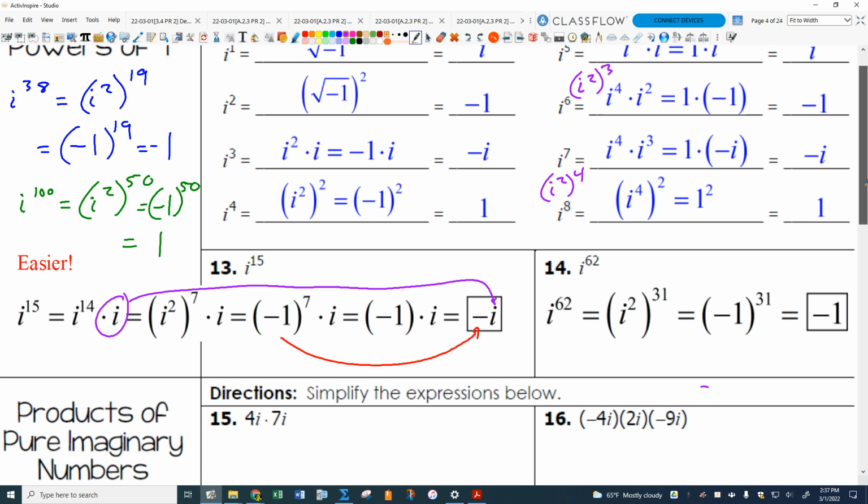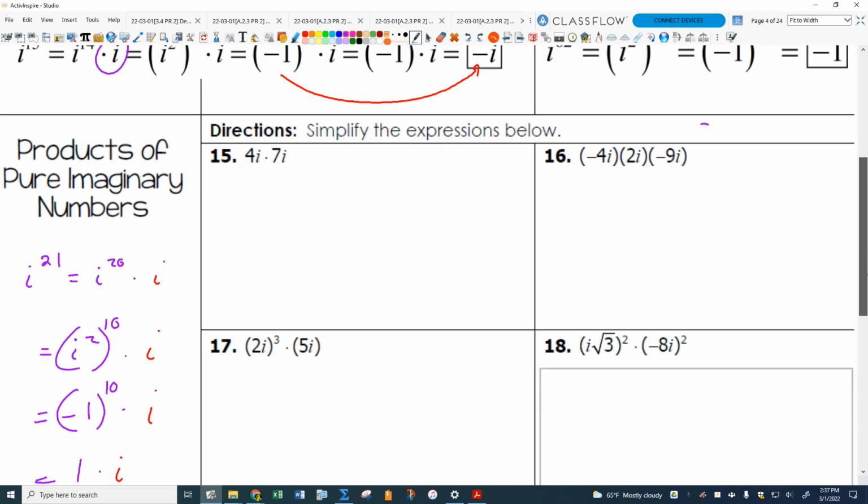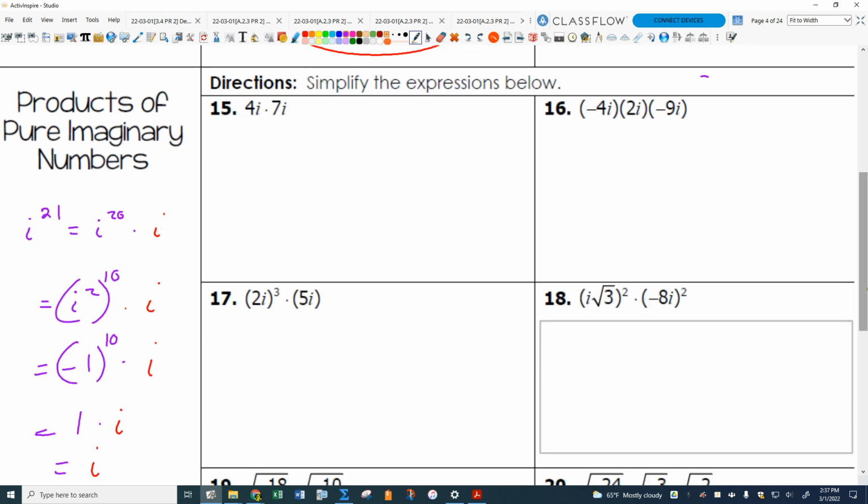Next issue. Okay? Multiplying imaginary numbers. What if we want to do 4i times 7i? How am I going to do that? 11i. What's it going to be? 11i. Okay, now I'm not adding, I'm multiplying. Now, if you were adding, you'd be right. 4i plus 7i would be 11i.